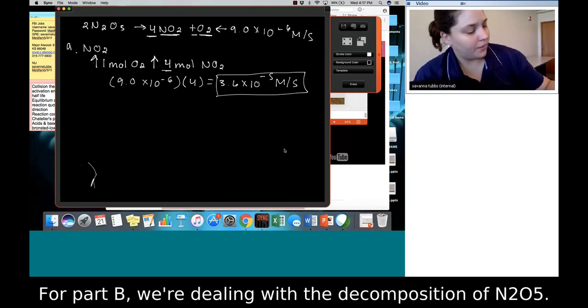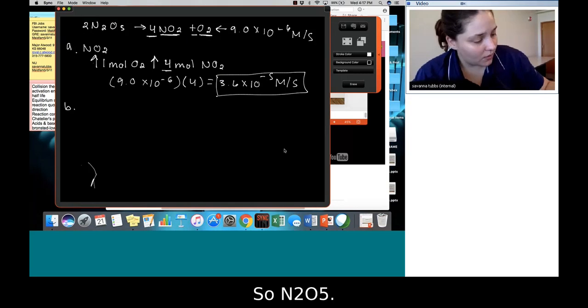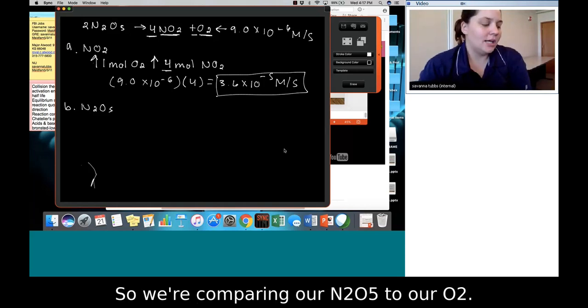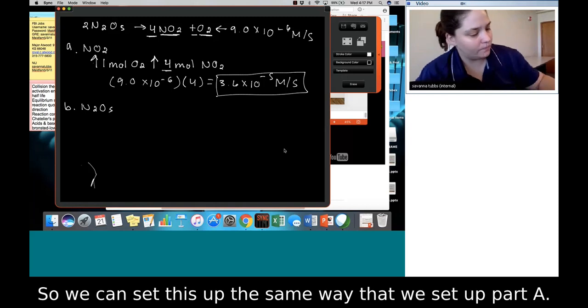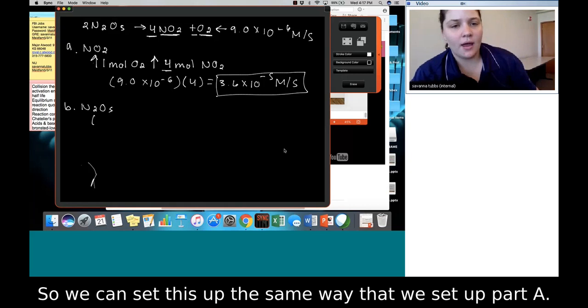For part B, we're dealing with the decomposition of N2O5. So we're comparing our N2O5 to our O2. So we're now comparing a reactant to a product. So we can set this up the same way that we set up part A.